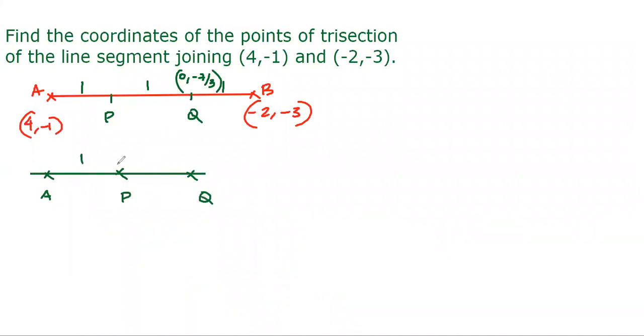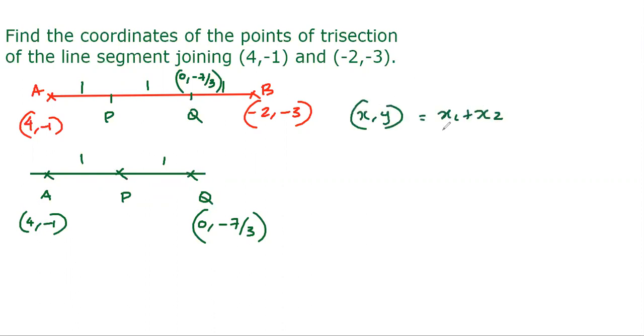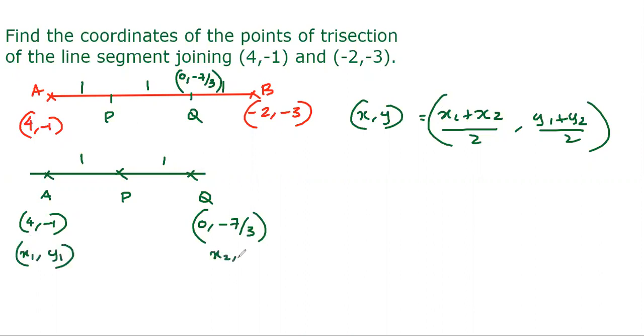The ratio of division is 1 is to 1, simply 1 is to 1 here. The easiness is that you can take the midpoint theorem to find P now. You know the coordinates of A, that is 4, minus 1. You know the coordinates of Q, that is 0, minus 7 by 3. Now you can easily find the coordinates of P by the midpoint theorem, that is (x, y) is equal to x1 plus x2 by 2 and y1 plus y2 by 2. So you can take the first coordinates as x1, y1 and the second one as x2, y2.